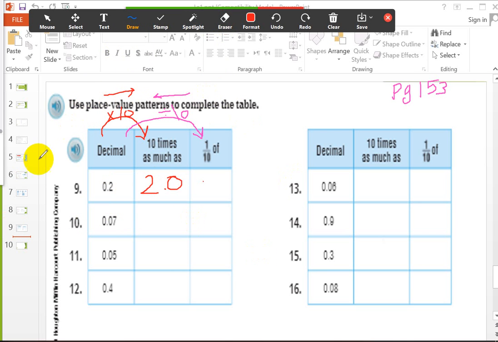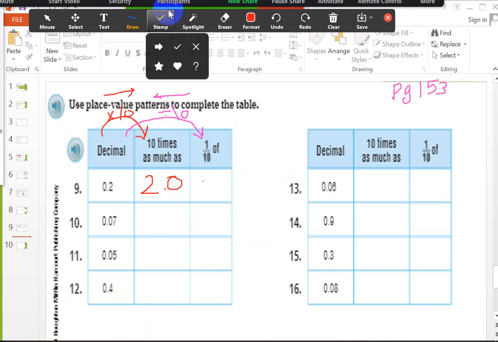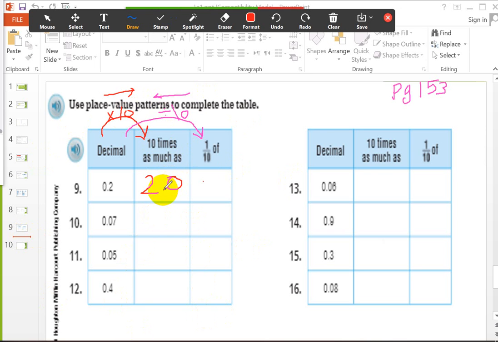Because we solved a similar table in the first session. I told you, when I said 10 times as much as, that means you have to multiply the number by 10. And when we multiply a decimal number by 10, you have to move the point to the right side one digit. When we move it to the right side, it will be right here. So I write the number like this.